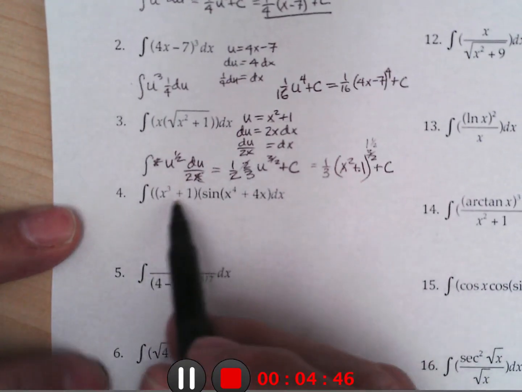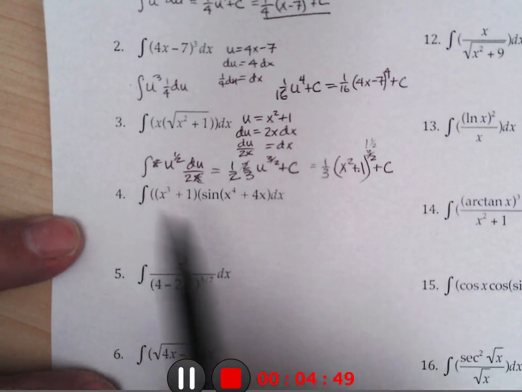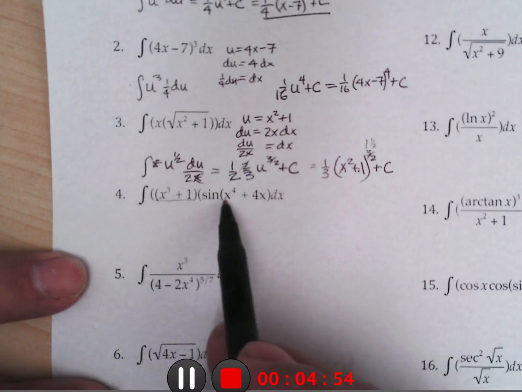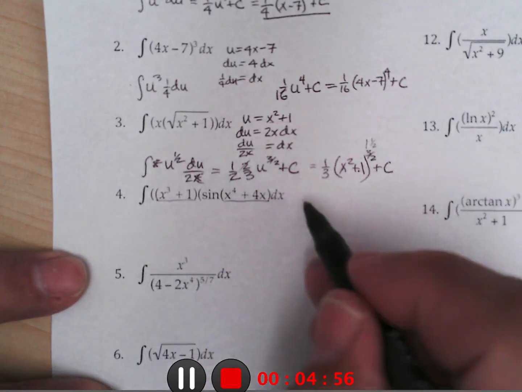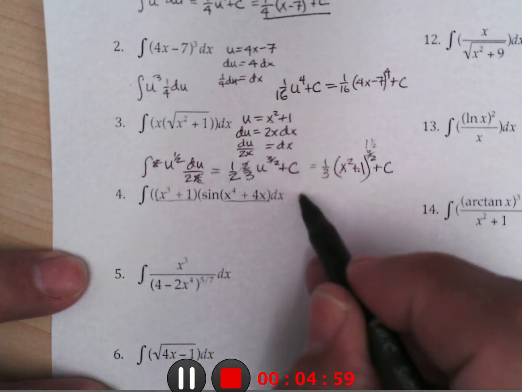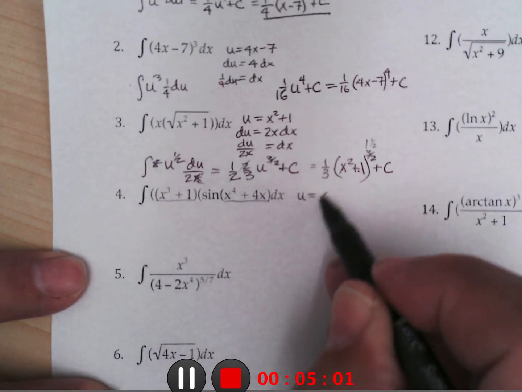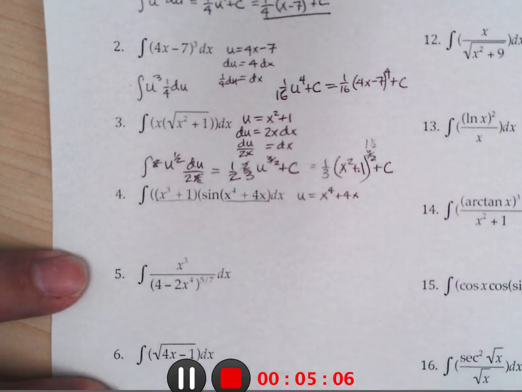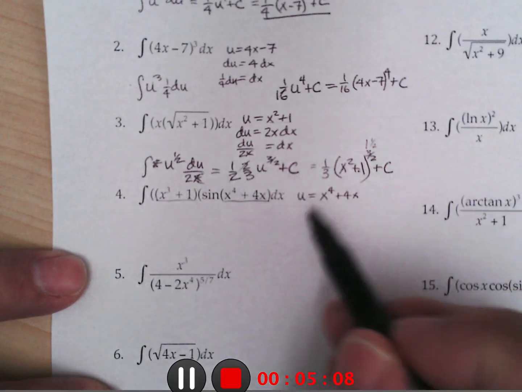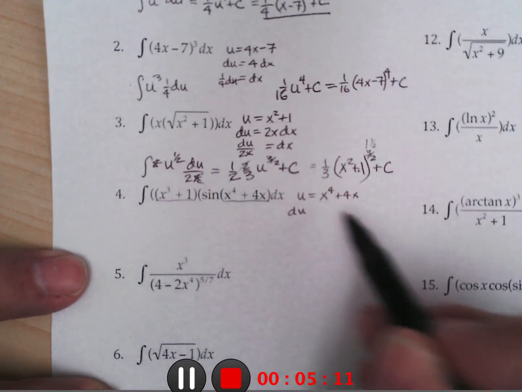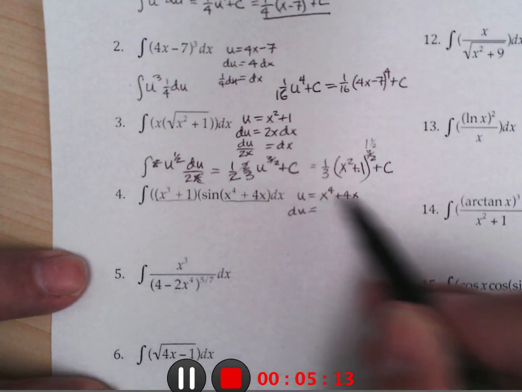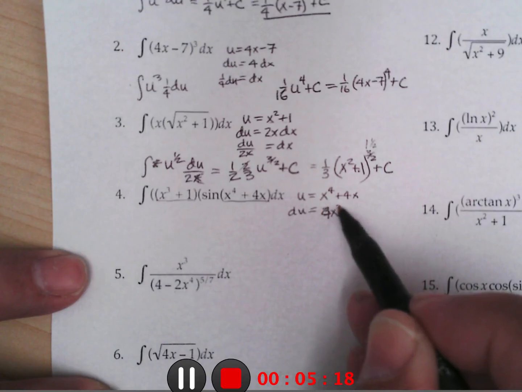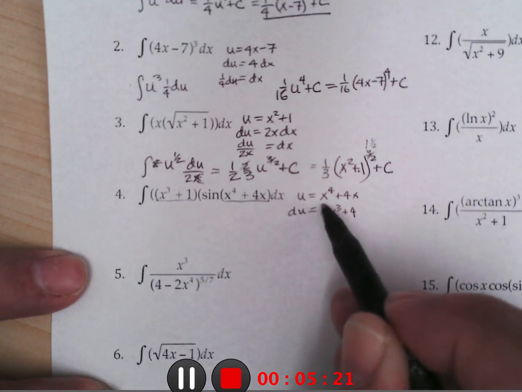Kind of a messy thing, but I recognize this as being related to the derivative of that. So I'm going to let u be that stuff. u is going to be x to the fourth plus 4x. And I think you'll see what I mean when I said that. So du, the derivative of this side, equals 4x to the third plus 4 dx.